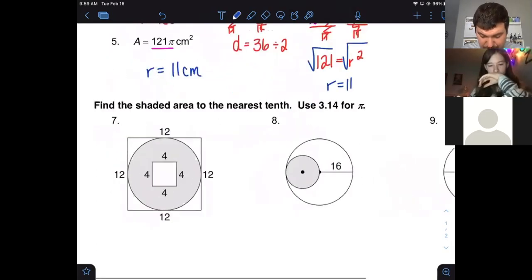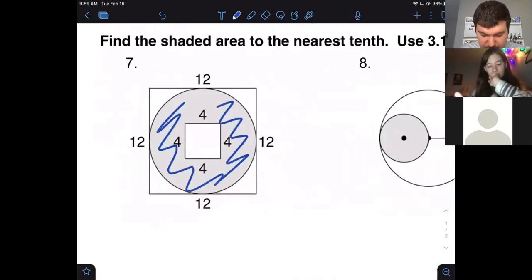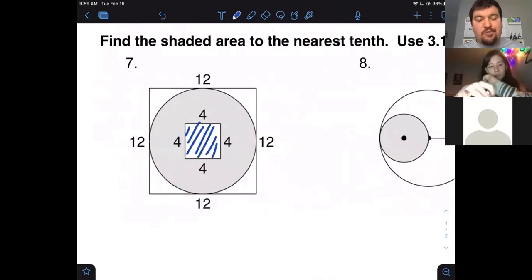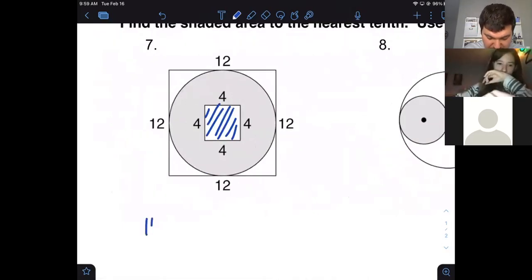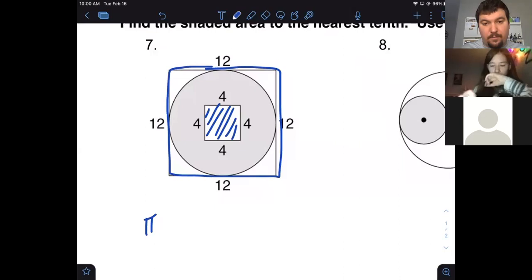So for number 7, the shaded part here is everything that's in gray. And so I want you to think that would be a full circle if this square piece hadn't been removed. So let's treat it like it's a full circle. Let's find the area of that full size circle. And the area formula is pi times the radius squared. Now, the reason that they're setting that circle inside of a square is because the dimensions of that square help us find the dimensions of the circle.